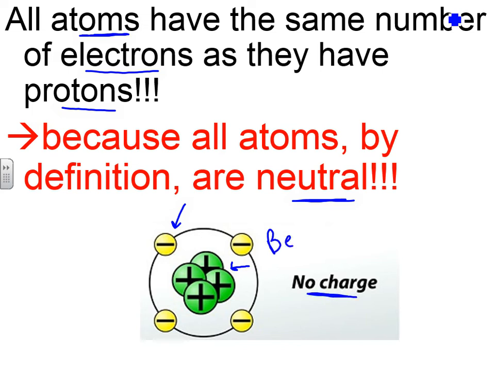Now, atoms can lose or gain electrons. They obviously can attain a charge, but we will no longer call them atoms. We will call them things like ions, as we'll see. Ions will have a charge, but atoms are, by definition, neutral.